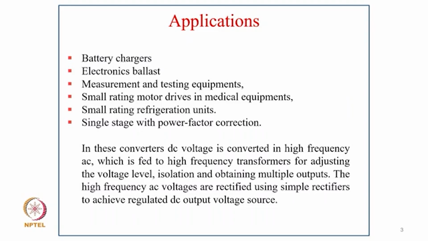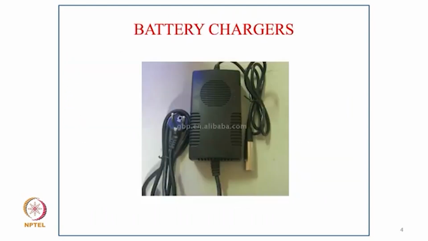In these converters, DC voltage is converted to high frequency AC, which is fed to a high frequency transformer for adjusting the voltage level, isolation, and obtaining multiple outputs. And the high frequency AC voltage is rectified using a simple rectifier to achieve a regulated DC output voltage source.